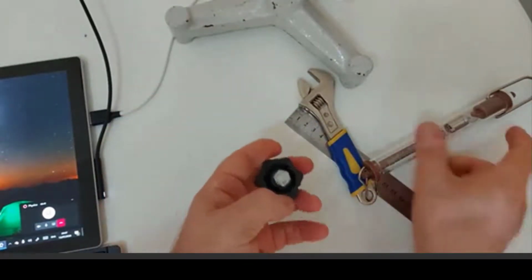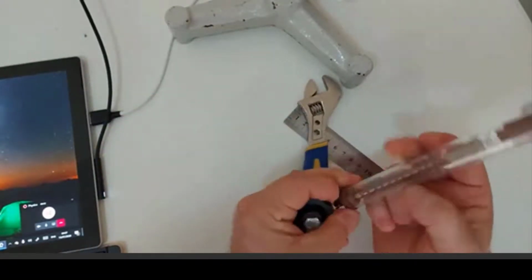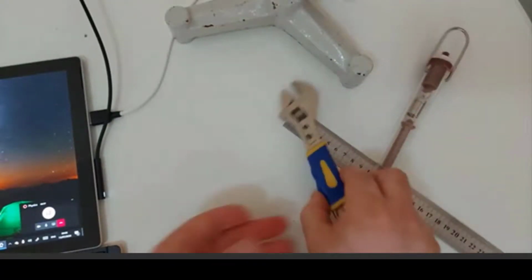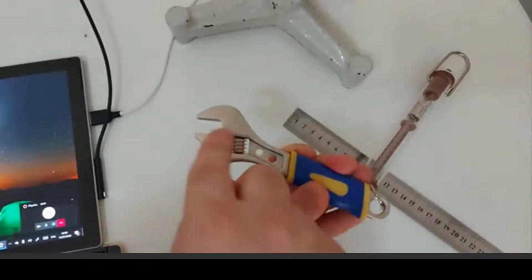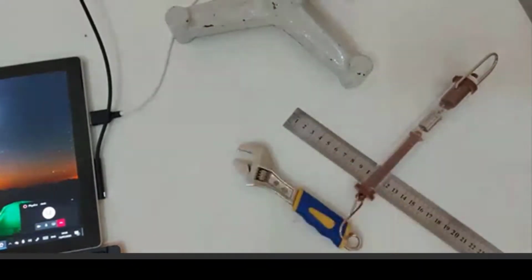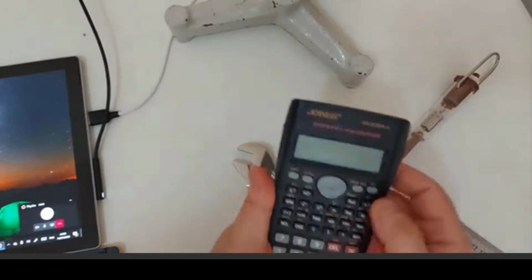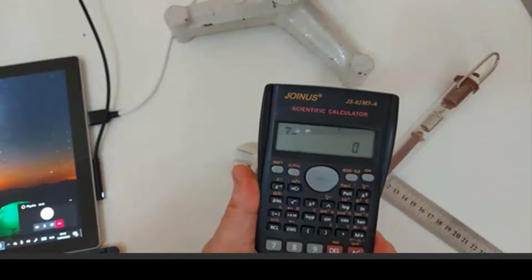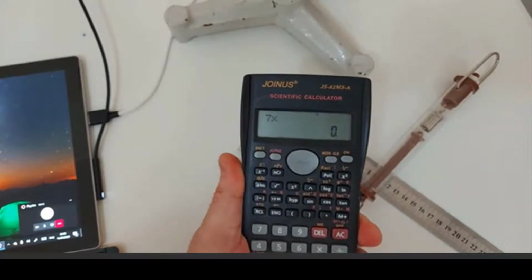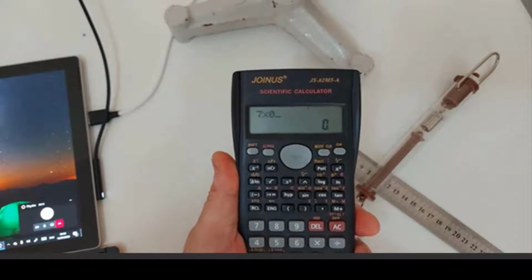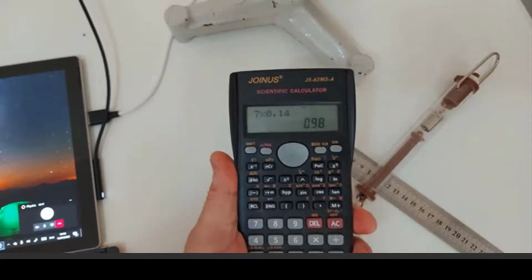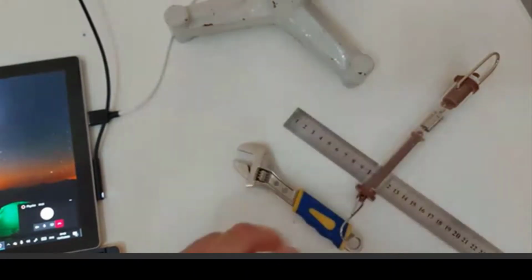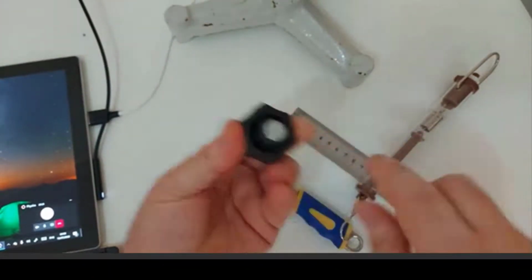I applied 7 newtons with the dynamometer. I observed that when it was 7, it started rotating. The distance from where the force is applied to the axis of rotation was 0.14 meters. Now I'm going to use my calculator. The force is 7 newtons, multiplied by the distance from the force to the axis of rotation, 0.14, which is equal to 0.98. So 0.98 newton meters of torque is required to rotate this nut.